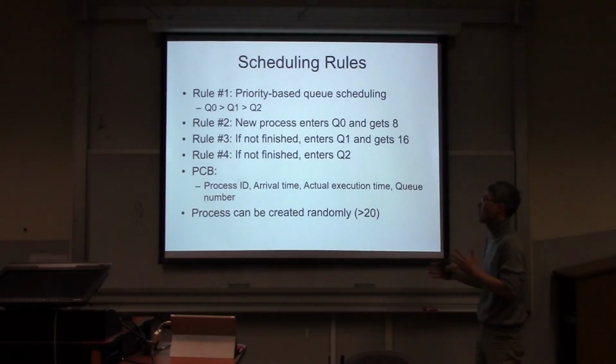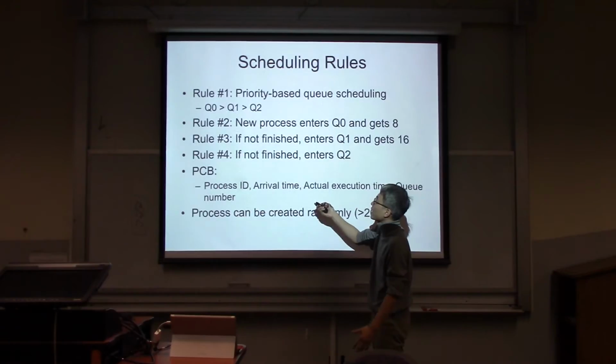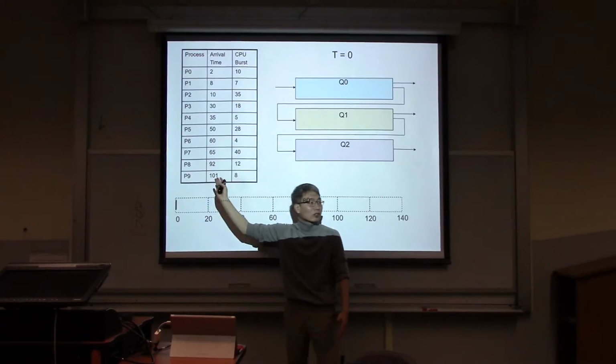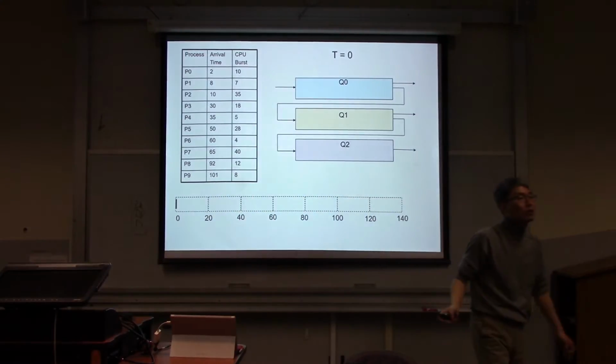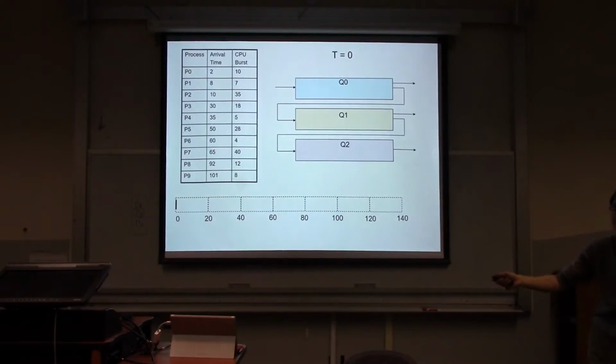A good idea is you can use static data first. Instead of creating random values, you use this data, or you can make a simpler one. Then test if it's running, and apply the random values. So for example, in this case, there are 10 processes. Arrival time is here, CPU burst time here.